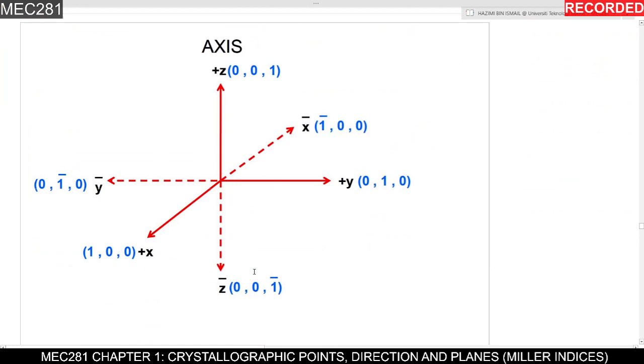Okay, so it says that if it is in the opposite direction of x, so it is on the negative axis here, the bar. And for the y here, it is negative because it's the opposite direction of the normal, positive y axis here, and also similar for z.